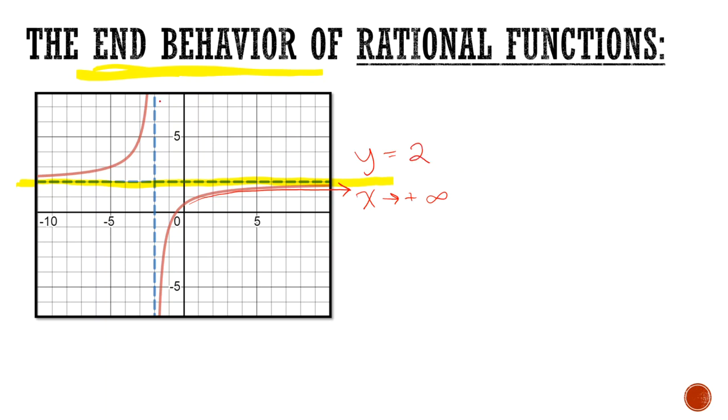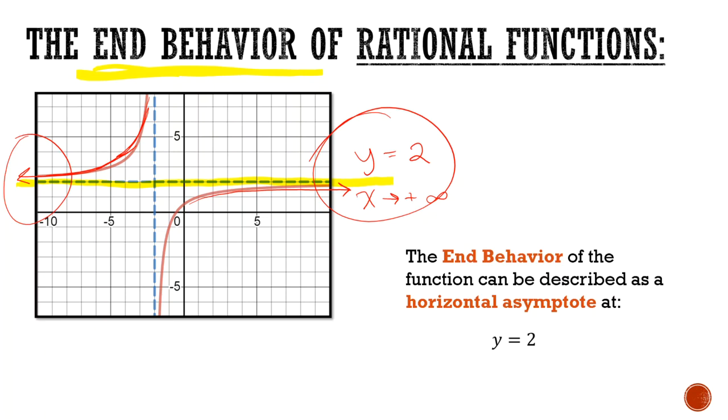And if you travel backwards along this function towards x is negative infinity, again, it's going towards this asymptote. So what we can see here is that for the end behavior on rational functions, we're actually going to an asymptote that's going to describe both of those ends. So that's interesting. So the end behavior of a function can be described as a horizontal asymptote.